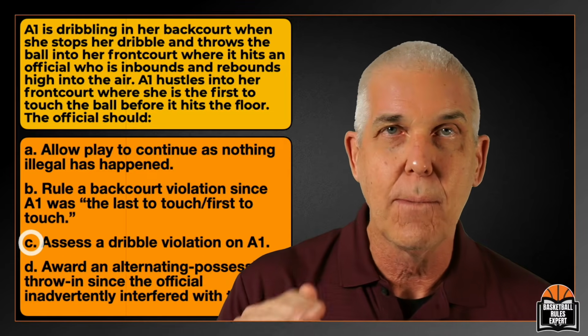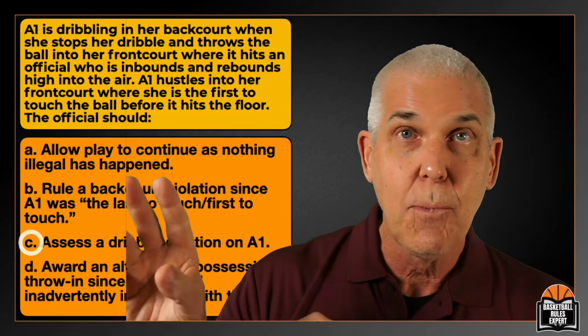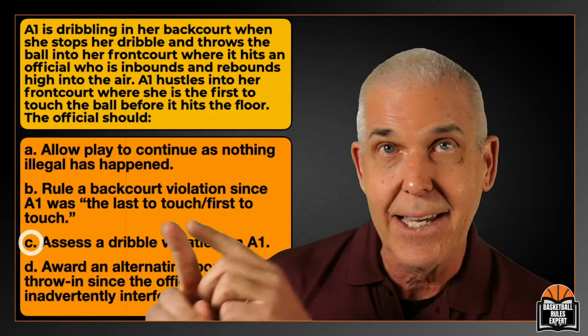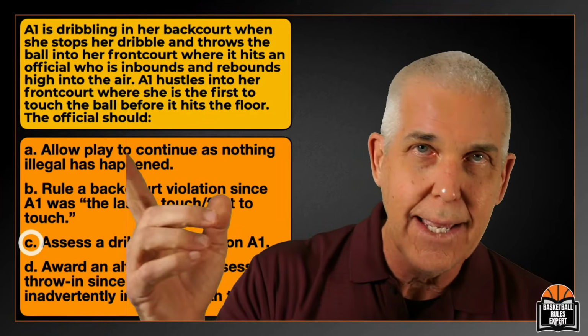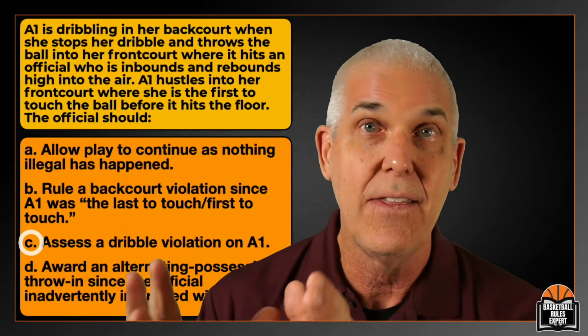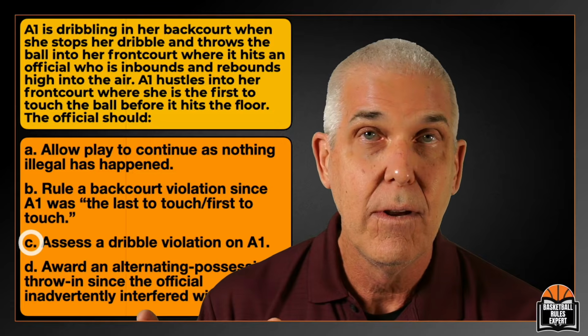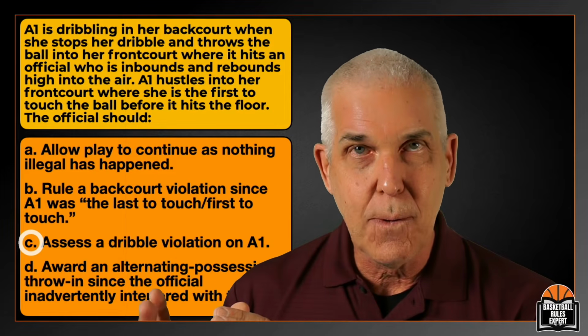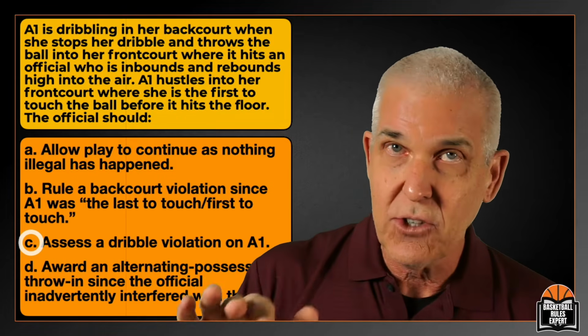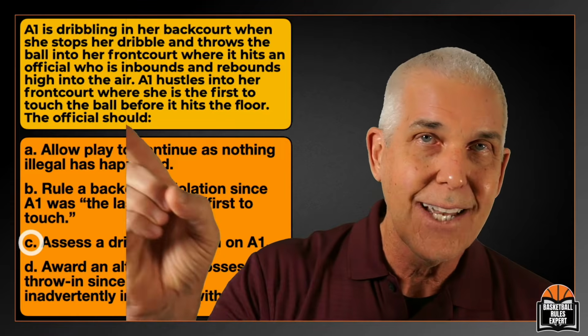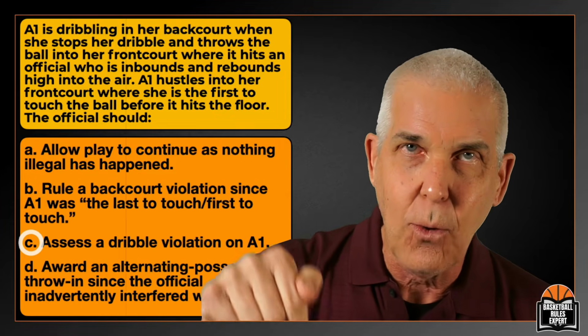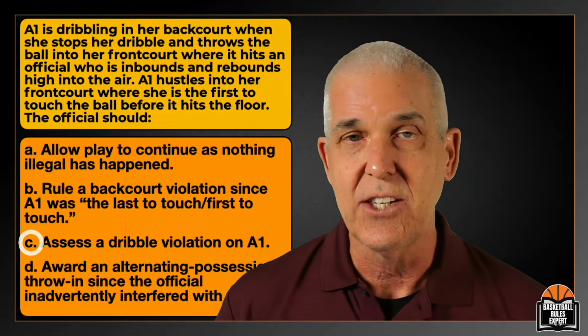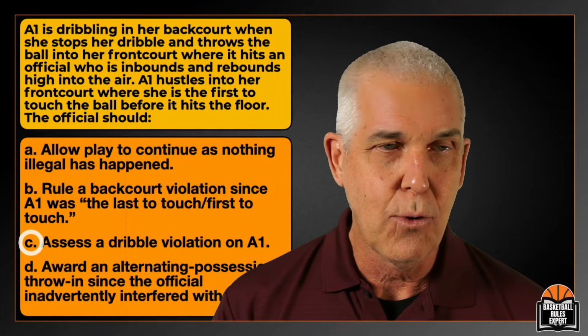A player in the backcourt dribbling the basketball throws the ball towards their opponent's basket because they're confused. It hits the backboard, goes to the other side, and they are the first to recover. That's an illegal dribble by rule, because they had terminated their dribble, essentially thrown the ball off of the floor, and then been the first to touch. Illegal dribble by rule.